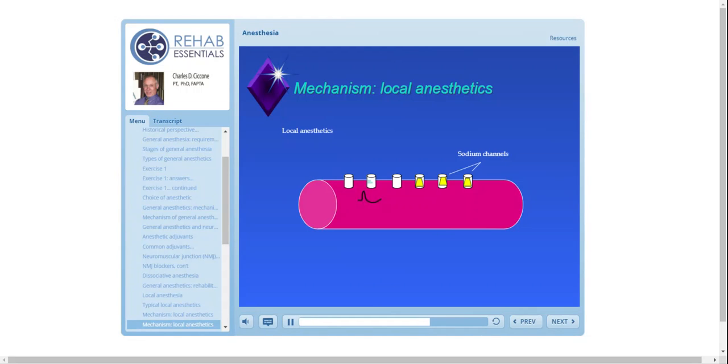And you don't have to do this to the entire length of that neuron. You just have to do it for a specific length. Fairly short, maybe 2 to 3 nodes of Ranvier in a myelinated neuron. And that's enough of a roadblock that that action potential cannot get past that point.